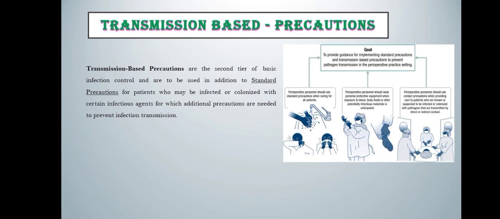Transmission-based precautions. Transmission-based precautions are the second tier of basic infection control and are to be used in addition to standard precautions for patients who may be infected or colonized with certain infectious agents, for which additional precautions are needed to prevent infection. So, this is the end of our topic.